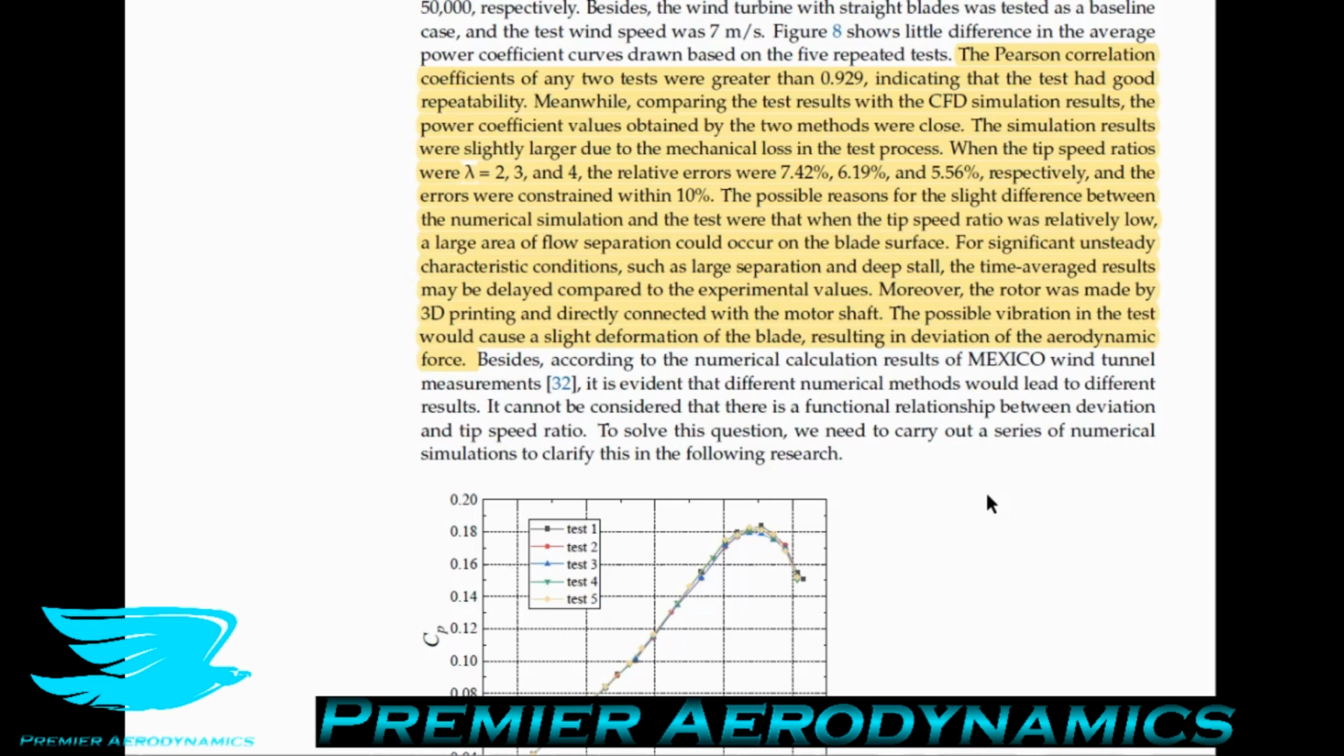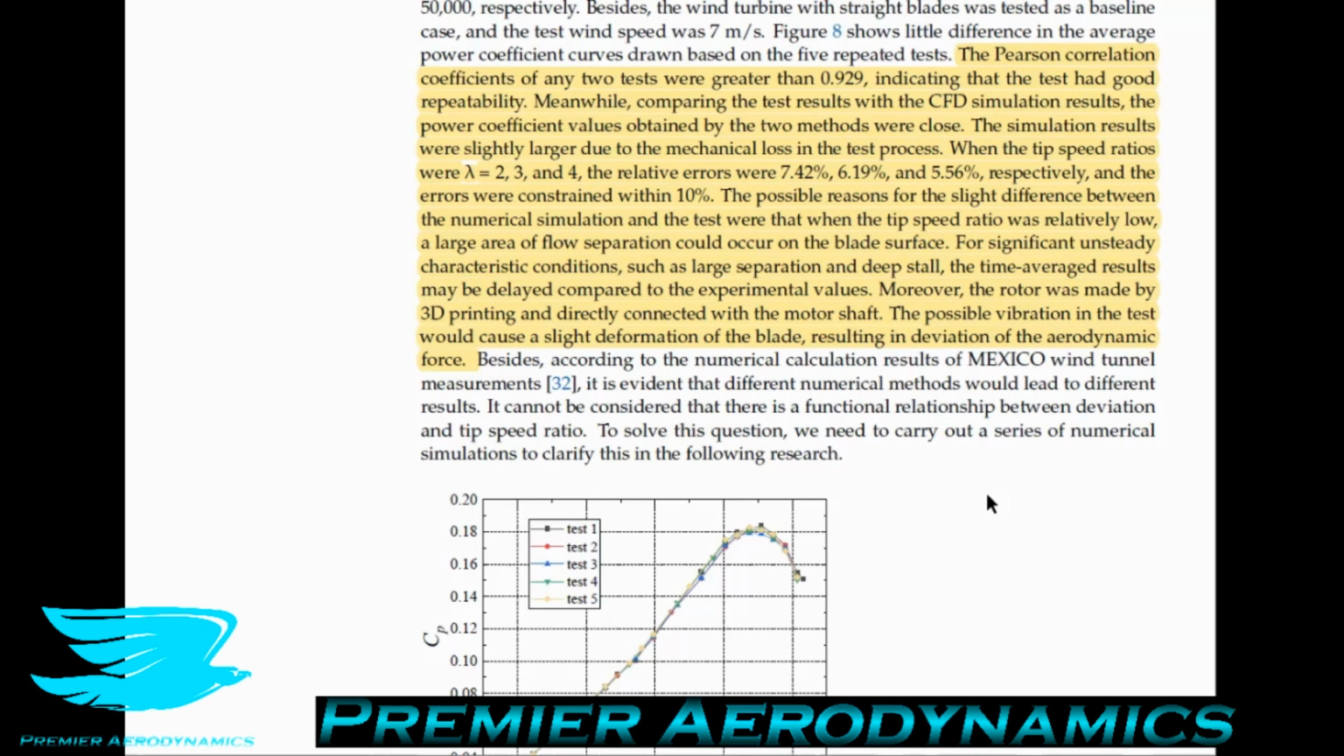So now I'll come back to this in a second. Let's just continue a little bit with what they're saying. When the tip speed ratios were 2, 3, and 4, the relative errors between these were 7.42%, 6.19%, and 5.56% respectively, and the errors were constrained within 10%. The possible reasons for the slight difference between the numerical simulation and the tests were, when the tip speed ratio was relatively low, the large area of flow separation could occur from the blade surface.